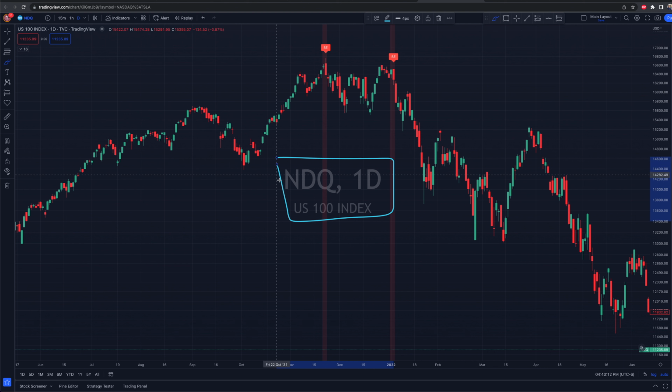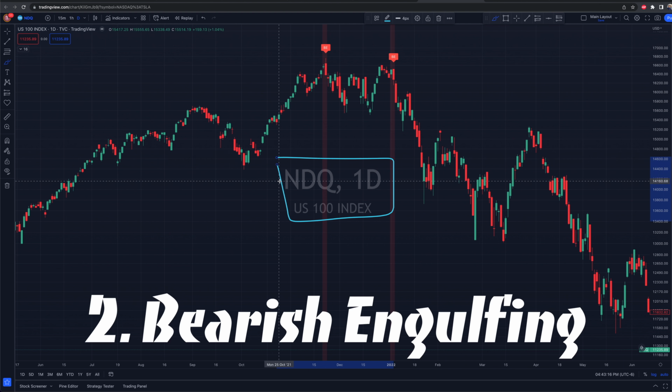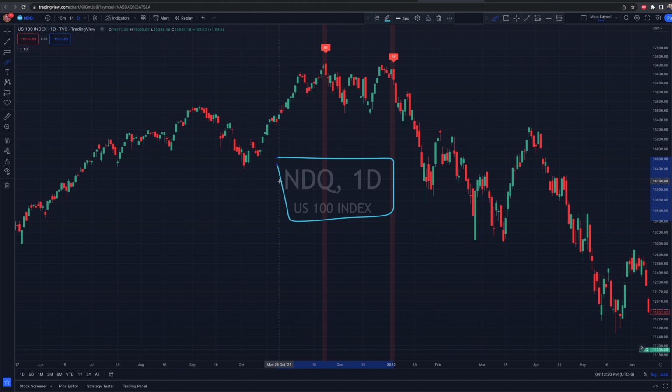And what we're going to do is pull up the BE, the bearish engulfing. This is by far and away one of the most common bearish patterns you're going to see in the stock market. If you pull this up and highlight this on your charts on TradingView, you're going to see a lot of BEs, okay? And BE stands for bearish engulfing.